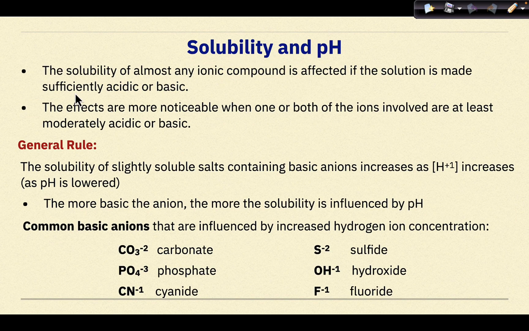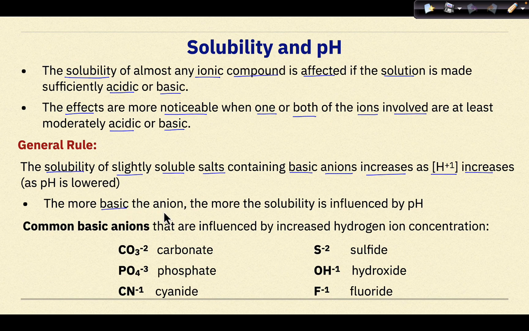Solubility and pH. The solubility of almost any ionic compound is affected if the solution is made sufficiently acidic or basic. The effects are most noticeable when one or both of the ions involved are at least moderately acidic or basic. General rule: the solubility of slightly soluble salts containing basic anions increases as the hydrogen ion concentration increases or as the pH is lowered.